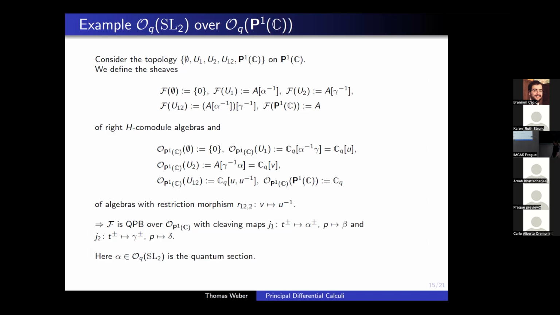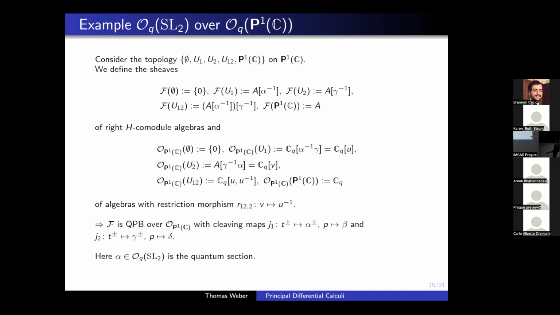We also have a sheaf on the base. This is this O of P1C. And so here we define on the upper hemisphere, we are looking at the polynomial algebra given by just one generator U, where U is alpha minus 1 gamma. On the lower hemisphere, we take the inverse of this one, so gamma minus 1 alpha, which we call V. And on the intersection, we take both, so U and U minus 1.